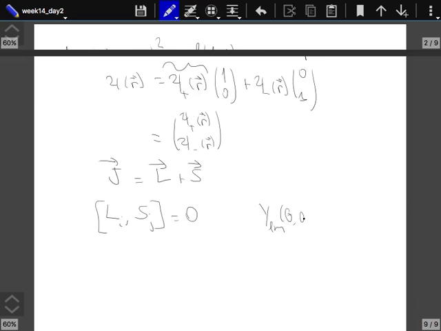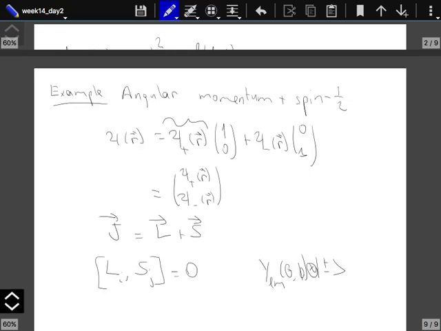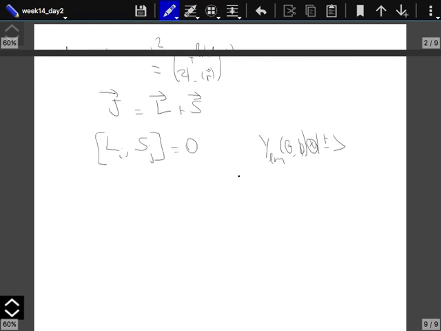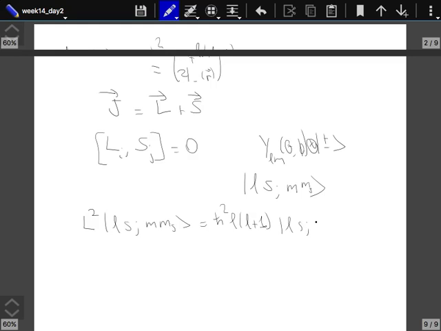Well, I already know what the eigenkets of L and S are: Y_lm and plus or minus kets. Let me use a slightly different notation: l, s, m, m_s. So L squared acting on this ket |l s m m_s> just gives me h bar squared l(l+1) times |l s m m_s>.